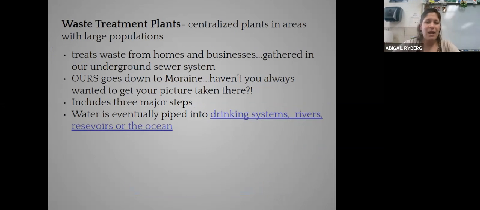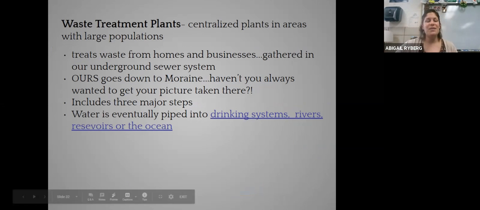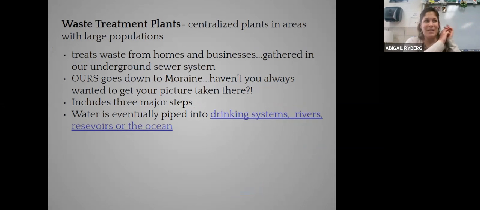Wastewater treatment plants are where our water waste goes. It's a centralized plant in areas with larger populations. They treat waste from homes and businesses. They are gathered and then sent to the waste treatment plant. It uses the force of gravity, which I think is cool. Ours, because it uses gravity, goes down to Moraine.